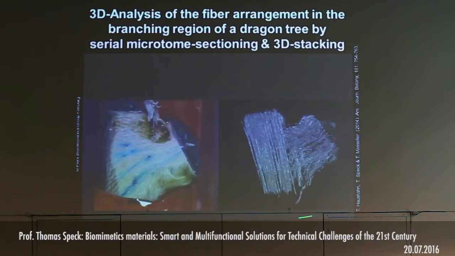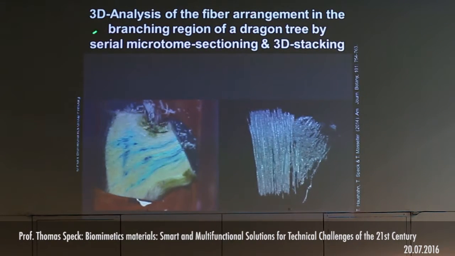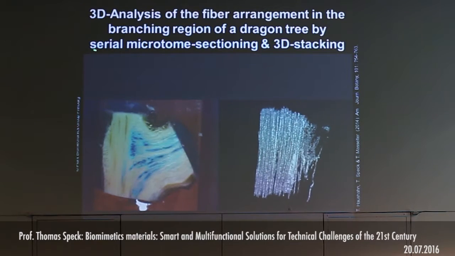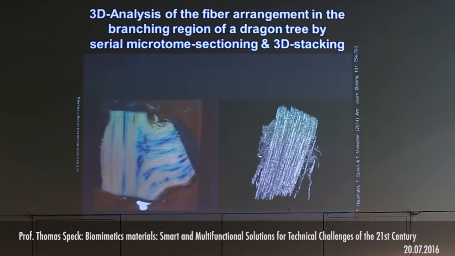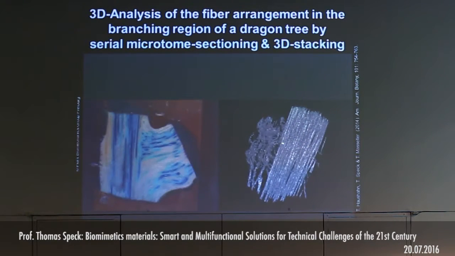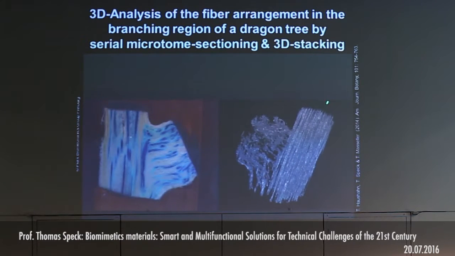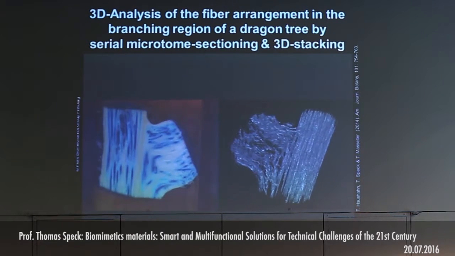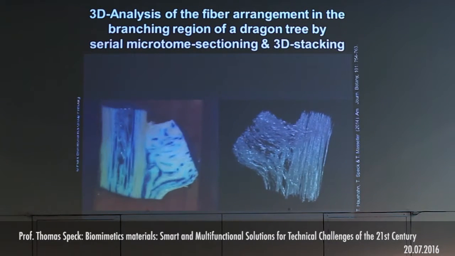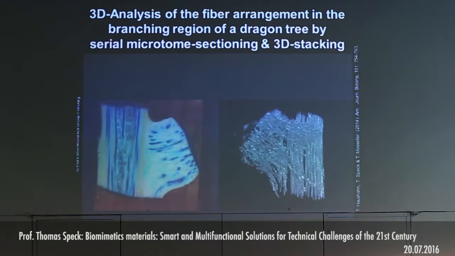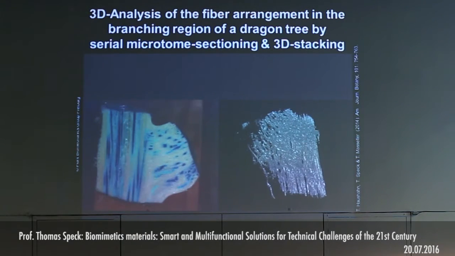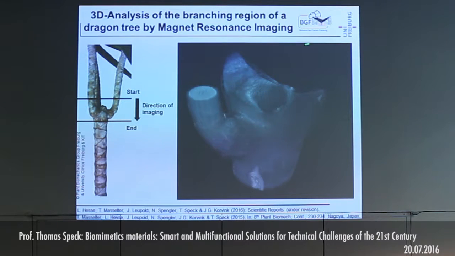To analyze that, we use different methods. Here you see 3D analysis of the fiber arrangement by serial microtome sectioning and 3D stacking, and you see how these fiber bundles run around. This is the main stem, this is a side branch. They really run around the main stem and embrace it, and therefore they transfer the main loads into the main stem. We also did some magnetic resonance imaging.